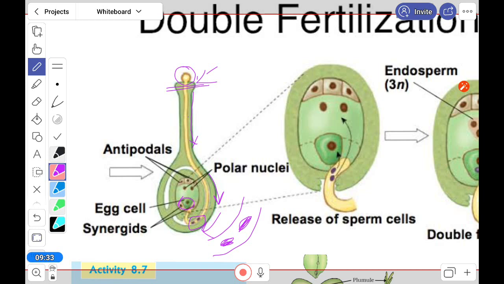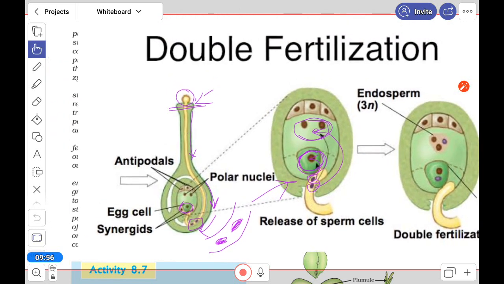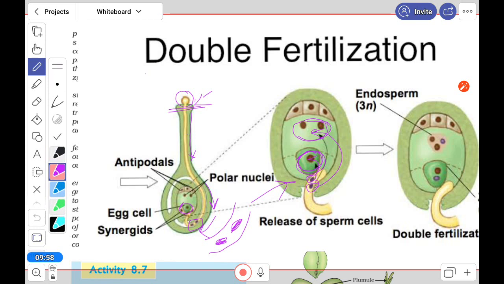Now, one of the male gametes, see the next diagram, fertilizes the egg, and the other male gamete fertilizes the polar nucleus. Okay, so you just have to know that there are two types of fertilization. I mean, two consecutive fertilizations are taking place. That is why it is known as double fertilization. All right.